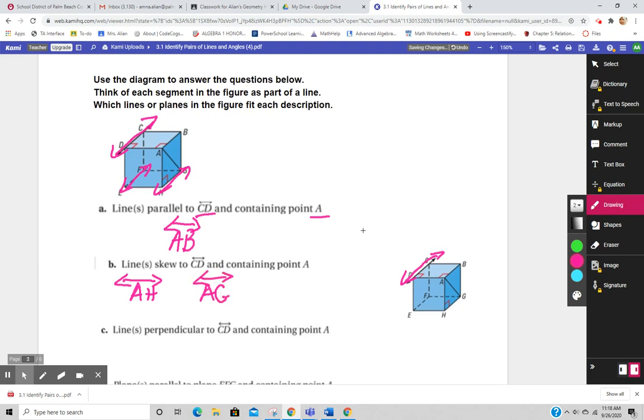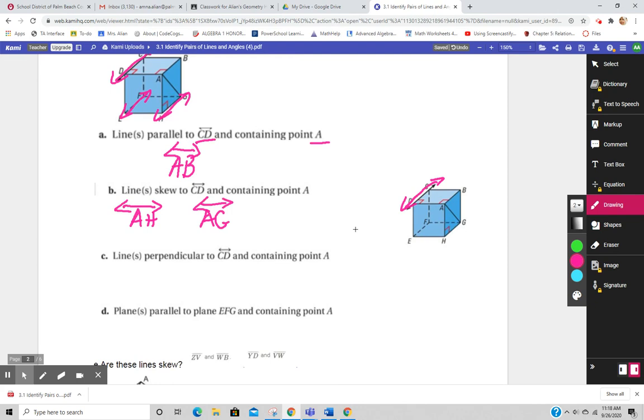All right, let's keep going. Lines perpendicular to CD containing point A. You want it perpendicular, so they must meet at a right angle. So here's CD. We need one that's perpendicular, so it should be marked. This line here is perpendicular. It is marked, and it does contain A. So it has to be AD. So line AD is perpendicular, and it contains point A.